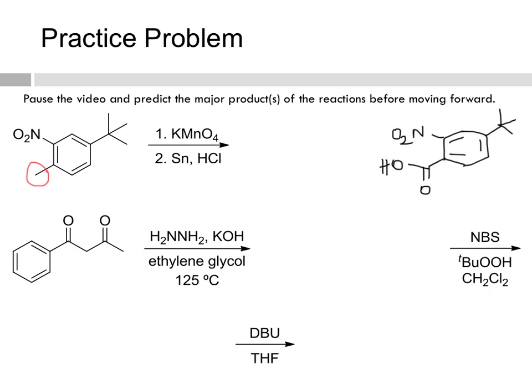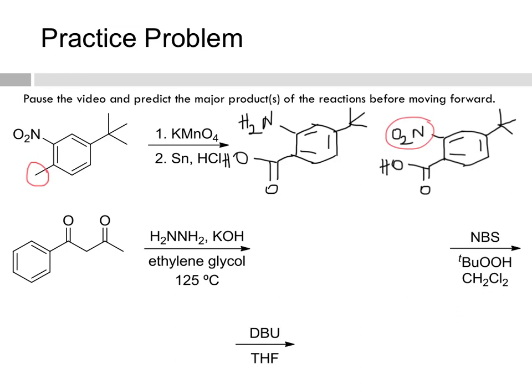And then in the second step, you're treating it with tin and hydrochloric acid, and we're going to do reduction of the nitro group to the corresponding amine. So your final product has a tert-butyl group, a carboxylic acid, and a corresponding amine. Later on, we'll see that both an amine and a carboxylic acid can react and cyclize.